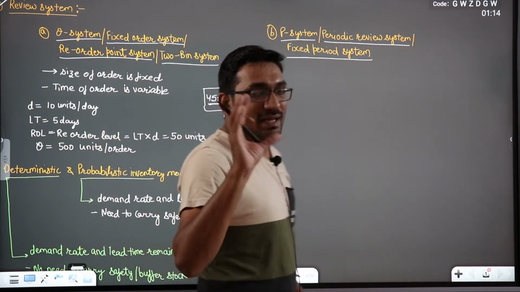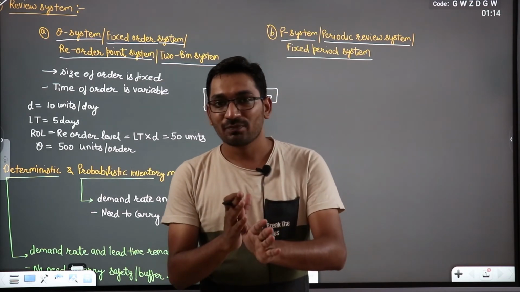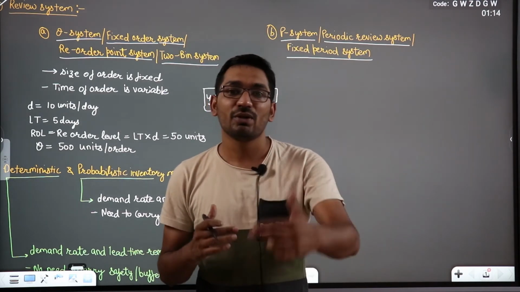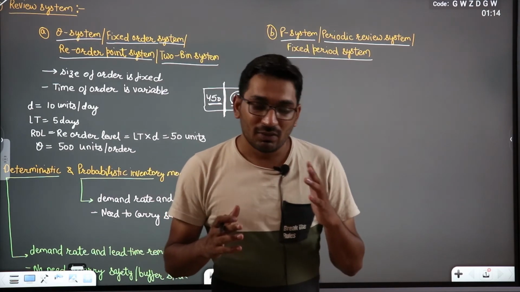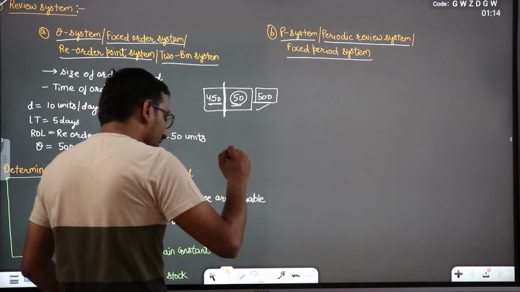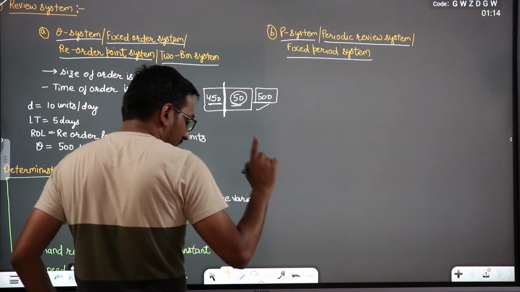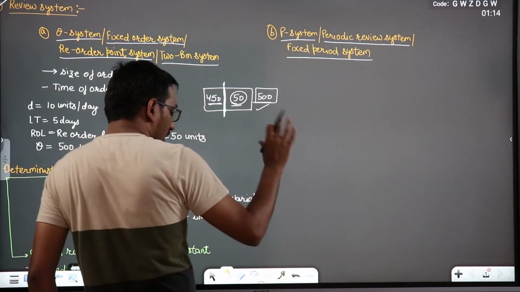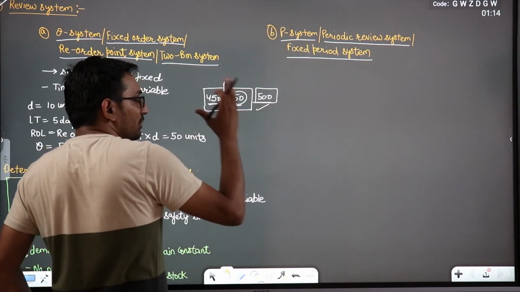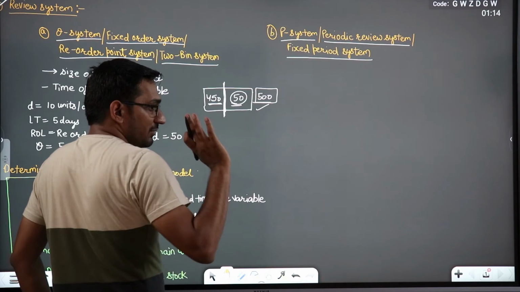In this case, as the name suggests, it is periodic review. You fix a period, that is, on the 20th of every month you review your inventory, right? So in the case of the P system, the inventory level is reviewed after a fixed period of time, and a fresh order is placed at that point. If you fix the 20th of every month, every month you review the inventory level and place the order on the 20th itself.